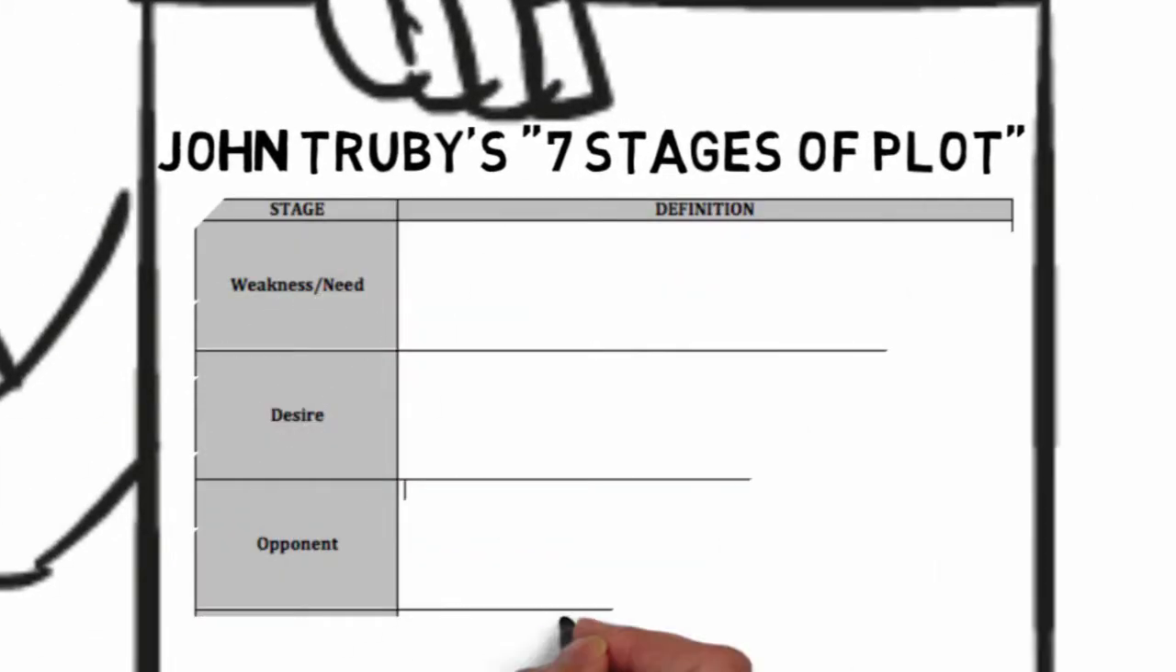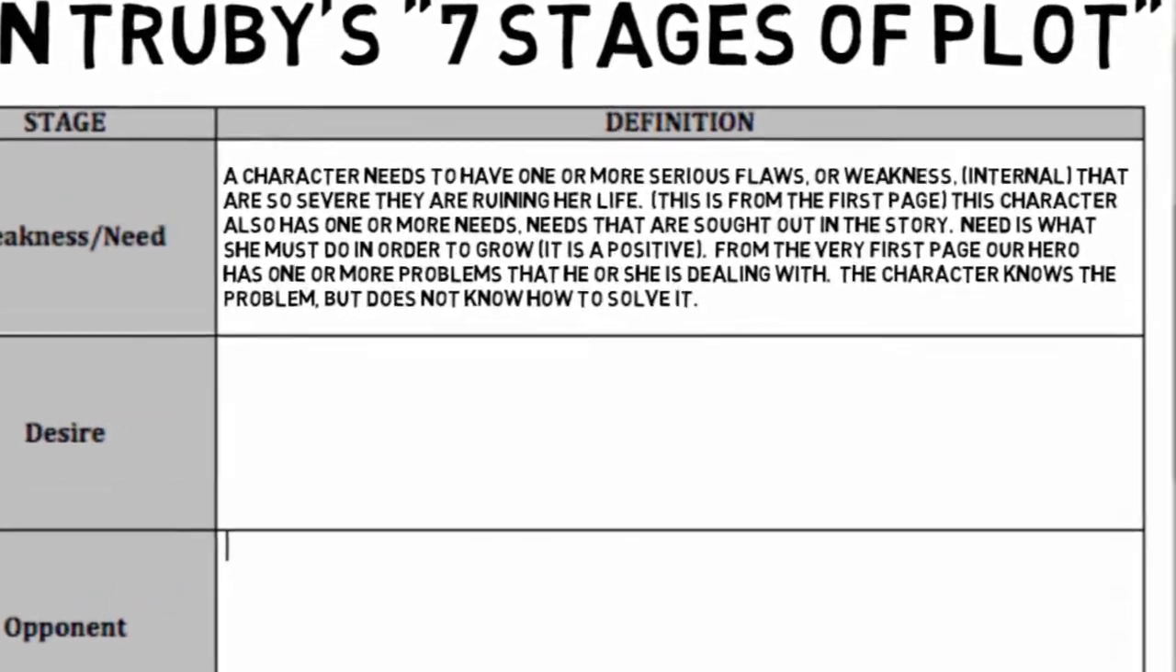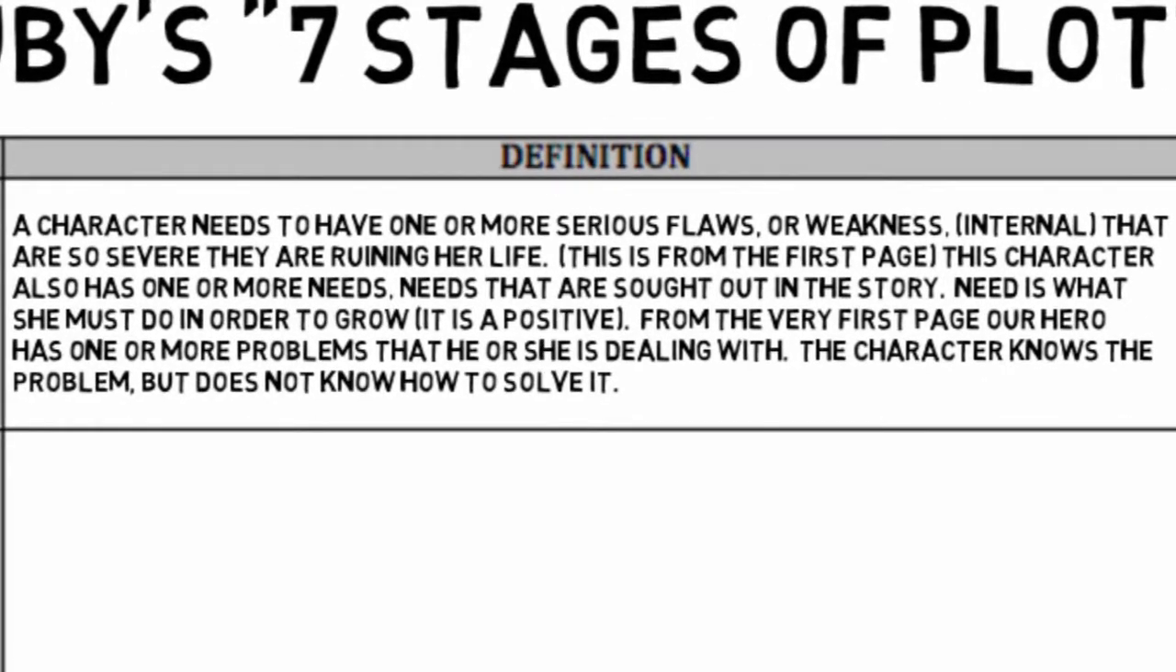The 7 stages start with weakness-need. In other words, a character needs to have one or more serious flaws or weaknesses. These are internal things that are so severe they're ruining his or her life. This is from the first page.